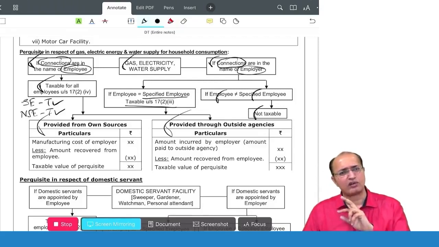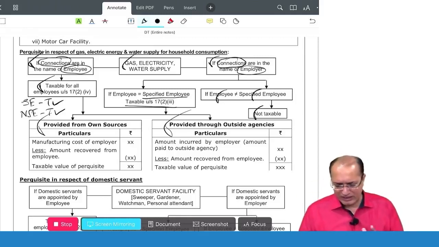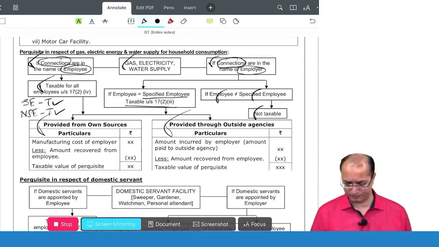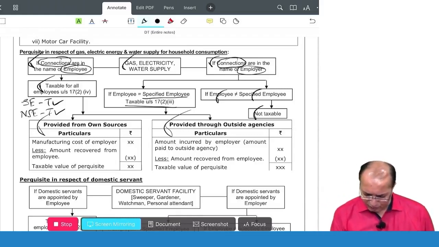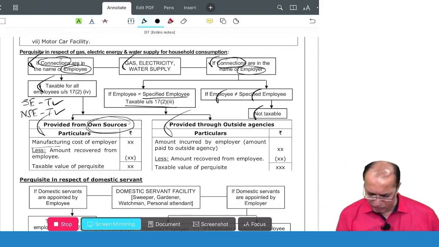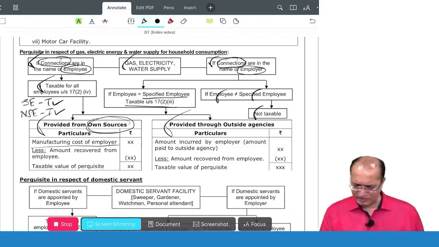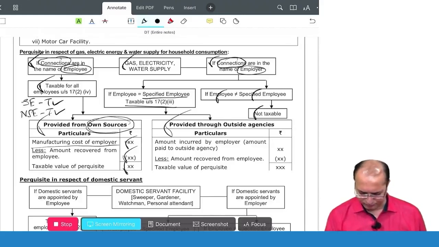Should we take the cost of the employer, that is 5 rupees, or the price at which the employer is selling to the general public, that is 9 rupees? So government says you take the cost. You take the manufacturing cost of your employer. So here the perquisite value, if the facility is provided from employer's own source, is the manufacturing cost of the employer. This is also nothing but the amount incurred by the employer. This is the cost he is incurring. So manufacturing cost of employer minus amount recovered from employee, balance is taxable value of the perquisite.